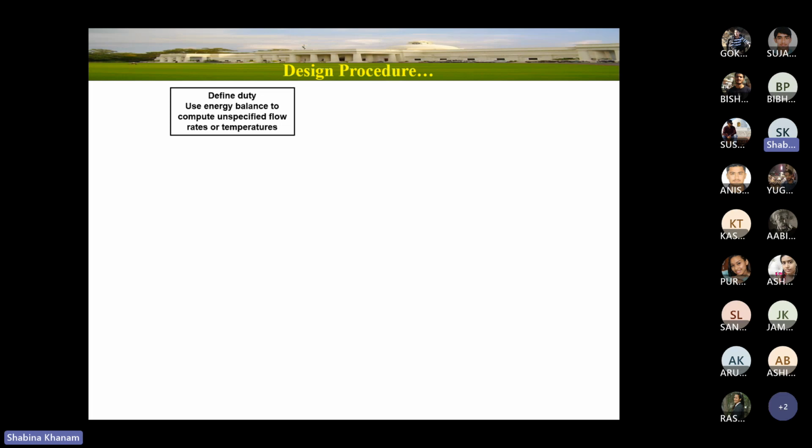So, as far as design procedure is concerned, the first thing is define duty, use energy balance to compute unspecified flow rates or temperature. Actually, when we consider design of any equipment, process design I am talking about, you are only given primary parameters. Let's say one fluid is available, and that fluid you already know. Okay, fluid is available with that much flow rate, and this is the inlet and outlet temperature.